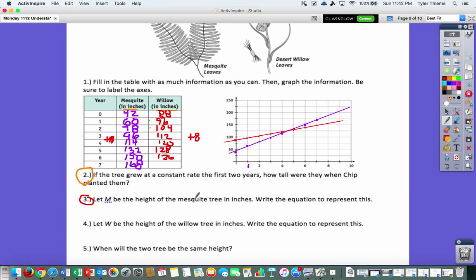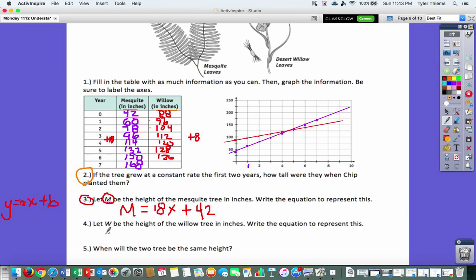Let m be the height of the mesquite tree in inches. Write the equation to represent this. Well, we should remember that y is equal to mx plus b. So we need to figure out the slope. The slope of the mesquite, remember, goes up by plus 18. So really, we're going to use m here, though. So m is equal to our slope of 18x plus our starting point. Remember, when the mesquite was planted, it was 42 inches. So it's plus 42. That's our first equation.